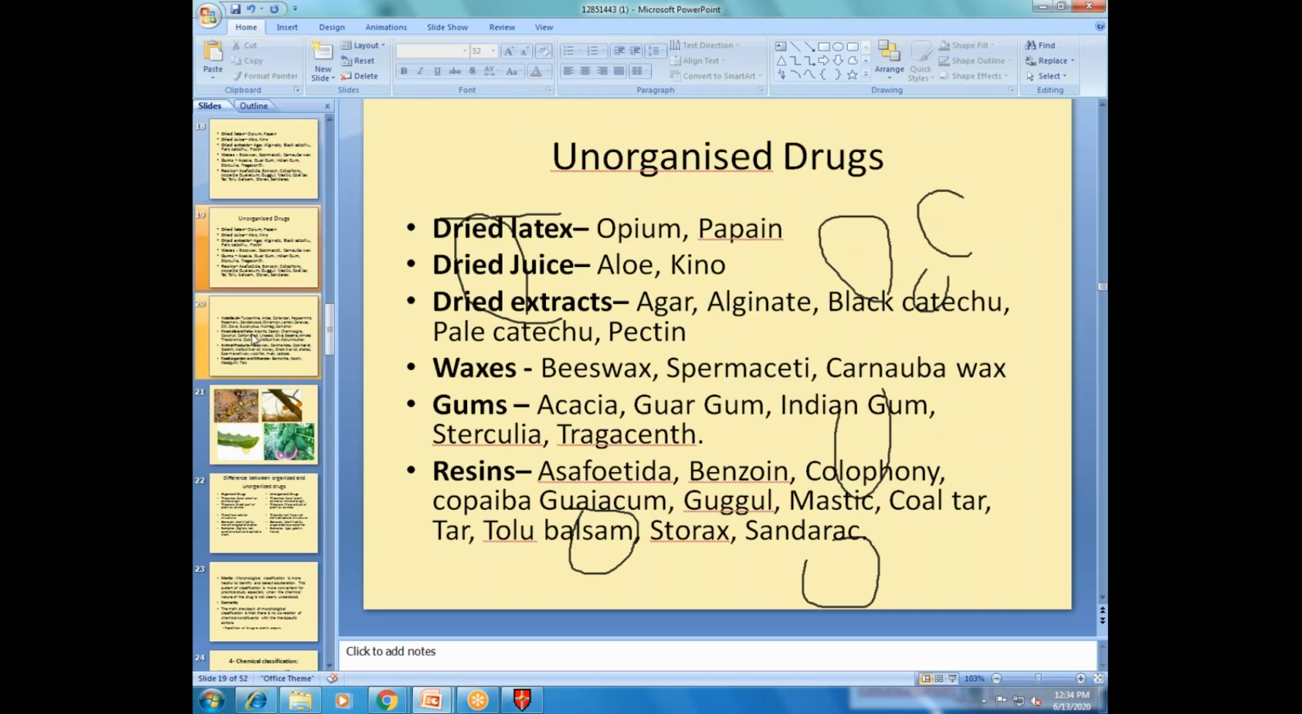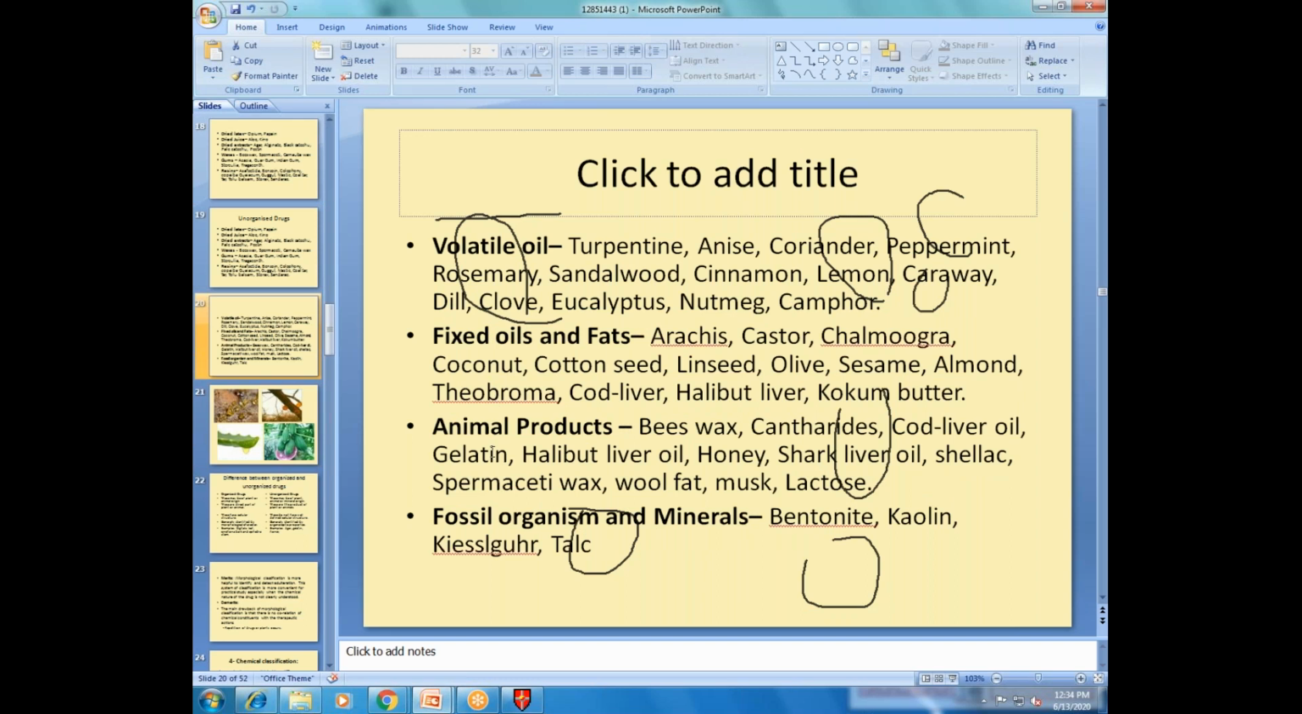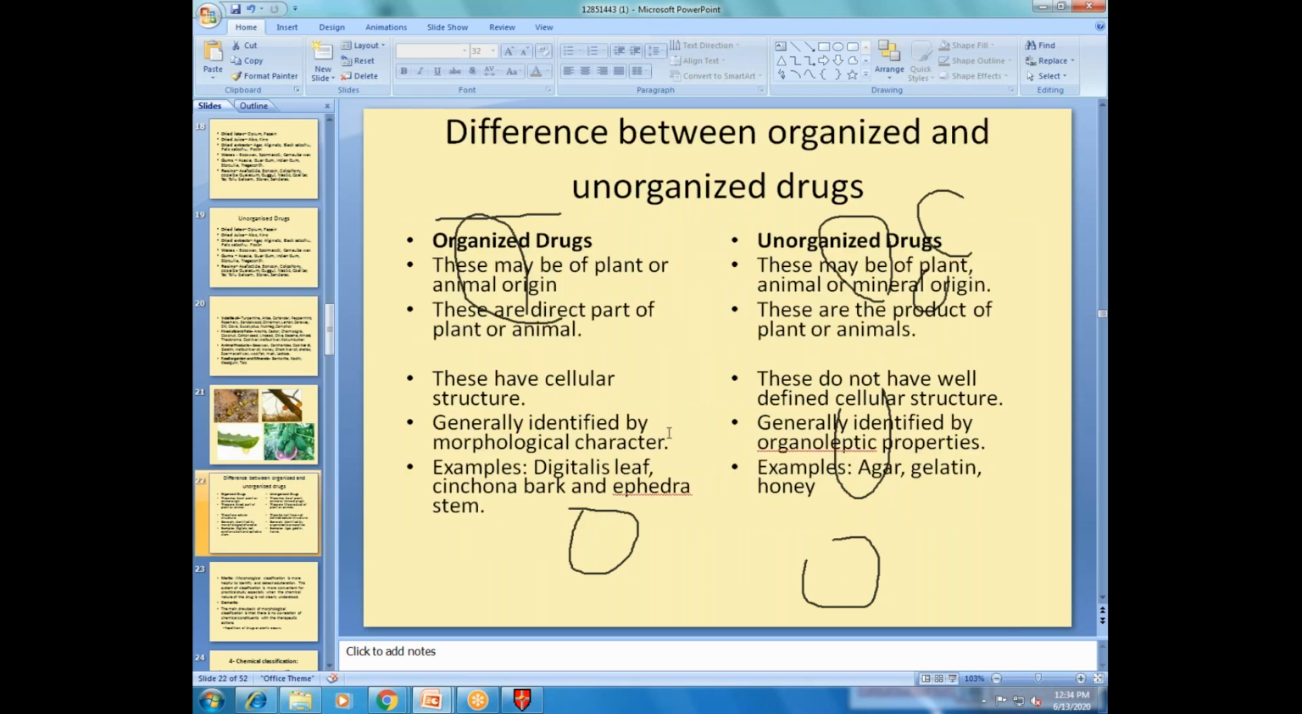A few examples I've given here: volatile oil, fixed oil, animal products, and the fossil, which are unorganized. All oils are unorganized. Animal products like beeswax are also unorganized. Last part, I'll just conclude it. I just wanted to tell you before going, so that you can tell me in the next class the difference between organized and unorganized. Let me erase.